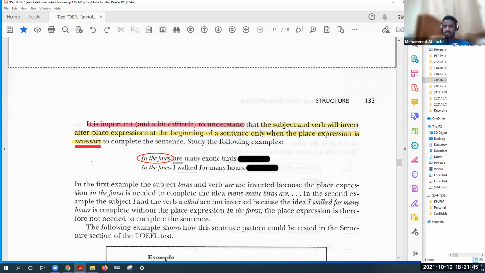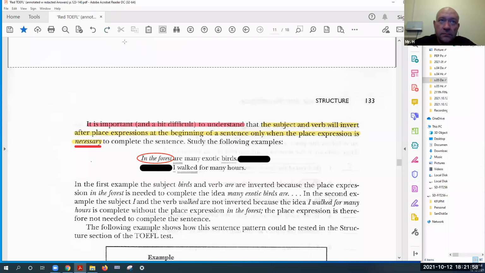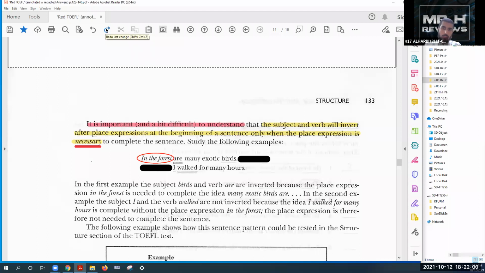But in the second one, right? Did you see that, Al Harbi? Yes. Read it. In the forest are many exotic birds. The second one. I walked for many hours. Is this idea complete? Yes, it's a complete idea. Okay.